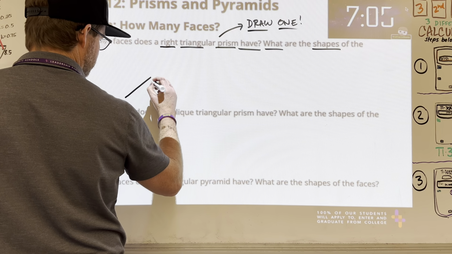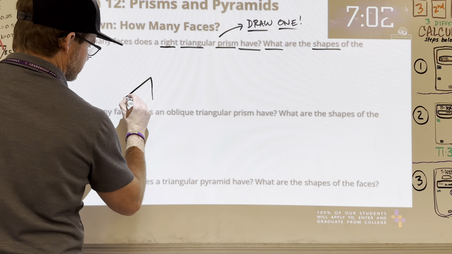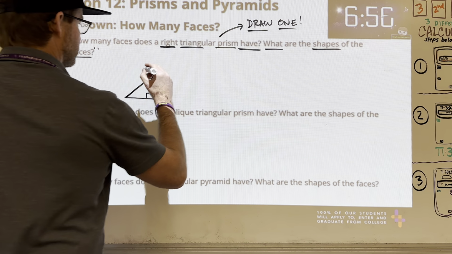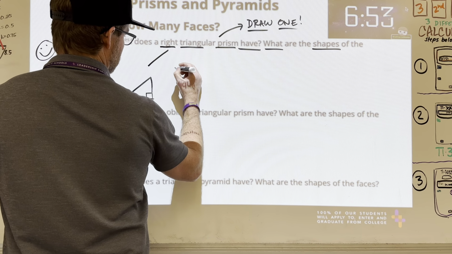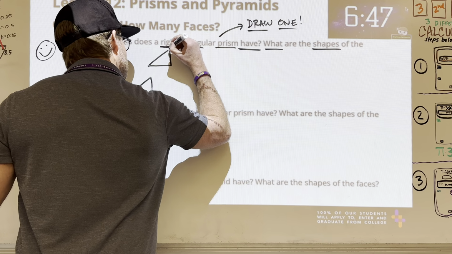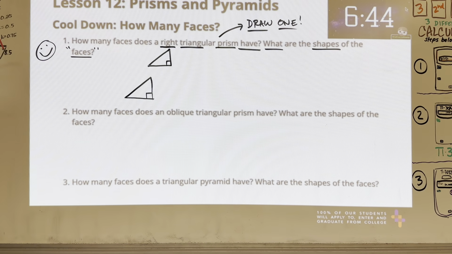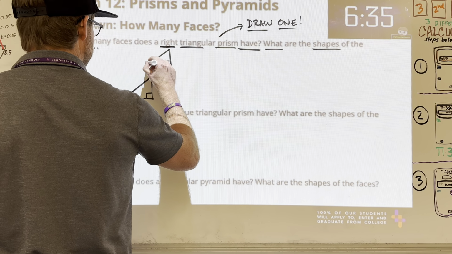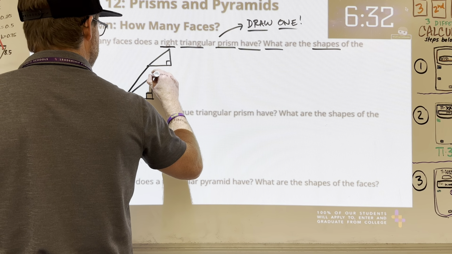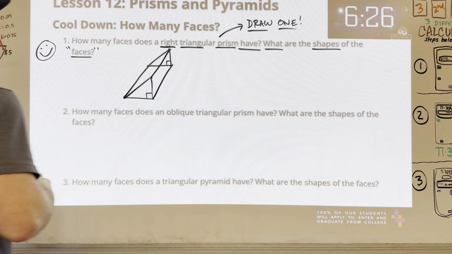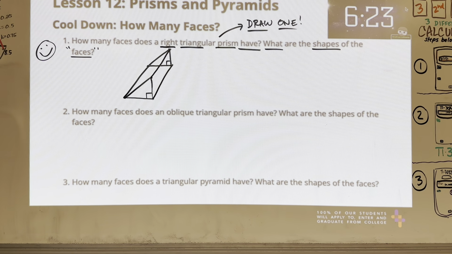Start with your right triangle. Does it have to be perfect? Nope. Try to get close though. That'll help you. Alright, so you've got your two bases, which we're going to say are congruent. And you just connect this point to this, this to this, and this to this. Okay, now we have a right triangular prism.